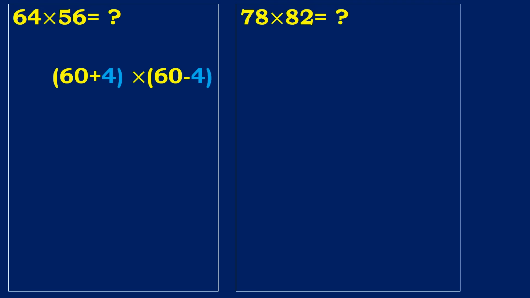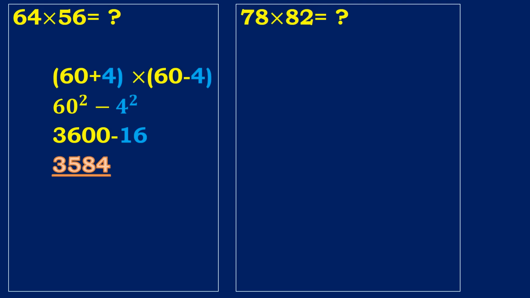It becomes a plus b into a minus b format. We know that a plus b into a minus b is a square minus b square. So, 60 plus 4 into 60 minus 4 becomes 60 square minus 4 square. 60 square is 3,600, and 4 square is 16. 3,600 minus 16 will be 3,584, which is the final answer.